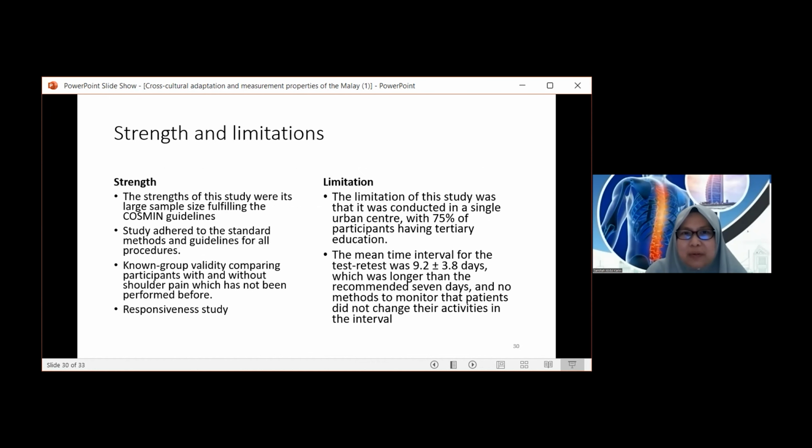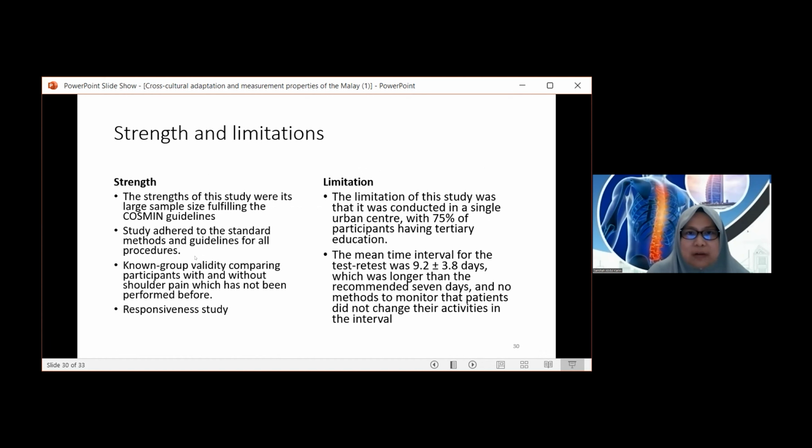The strength of the study was its large sample size fulfilling the COSMIN guideline requirement. Moreover, the study adhered to the standard method and guidelines for all procedures. In addition, the study included known-group validity comparing participants with and without shoulder pain while excluding the effect of covariates, which has not been performed before.